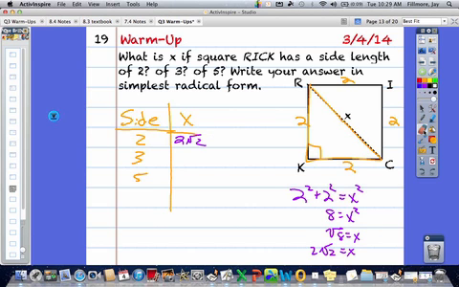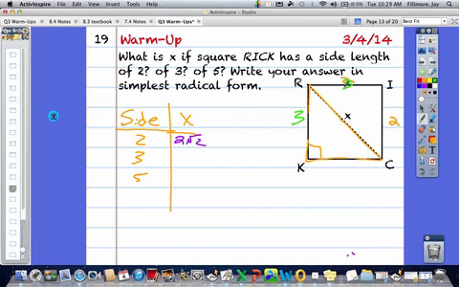For a separate situation, let's say we still have a square. We're still solving for x, but our sides are 3 instead. Well, again, this will be 3 squared plus 3 squared equals x squared. So 18 equals x squared, and the square root of 18 is x. So this ends up being 3 square root of 2 equals x.